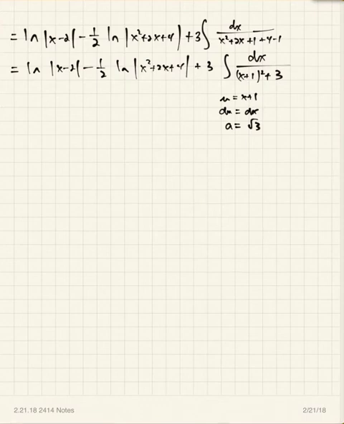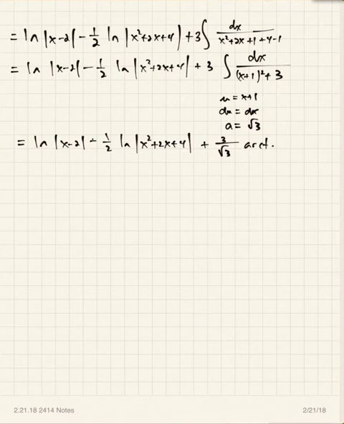All right, and so you end up here with the natural log of the absolute value of x minus 2 minus 1/2 the natural log of the absolute value of x squared plus 2x plus 4. And then this would be 3 over the square root of 3, because you get 1 over a, arctan of x plus 1 over the square root of 3 plus c. 3 over the square root of 3 is equal to just the square root of 3.